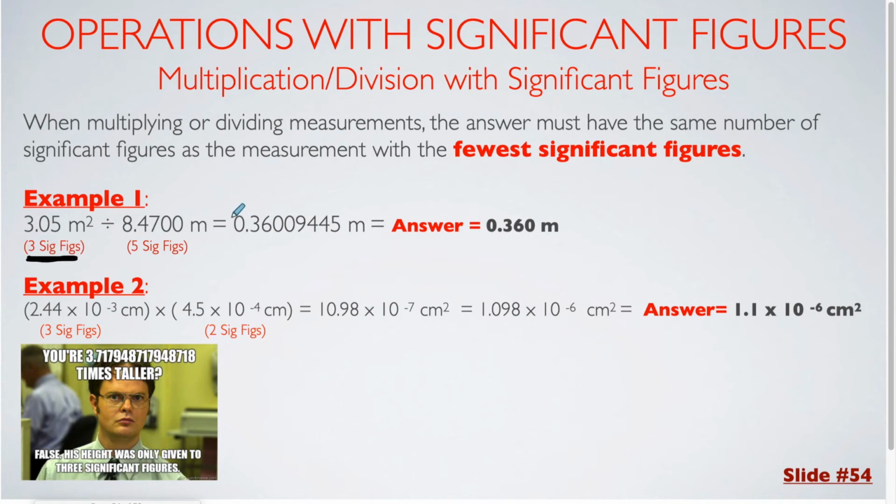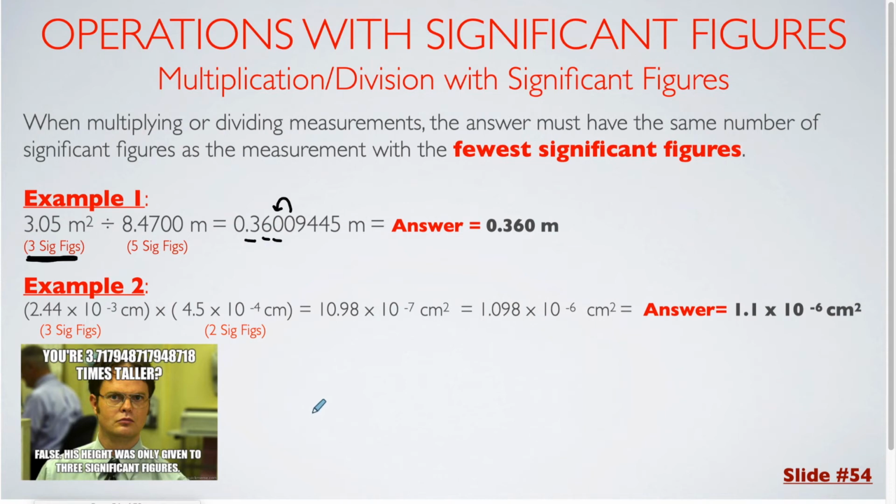So I say, okay, this 0 is not significant, but the 3, 6, and 0 are. So that's as much as I'm allowed to keep. This 0 is not enough to round up that 0. So I end up with 0.360 meters. My unit here, I had meters squared divided by meters. So one of the meters cancels out, which is why I ended up with meters here.